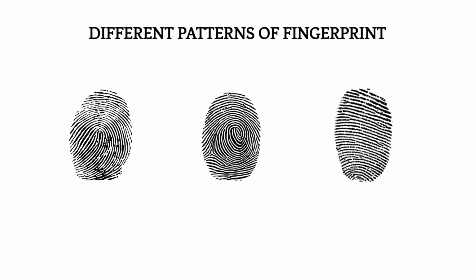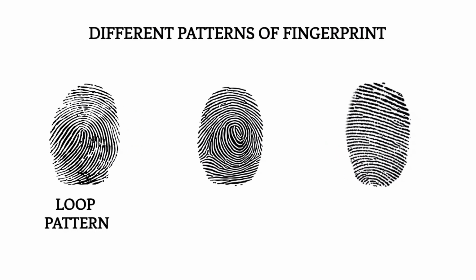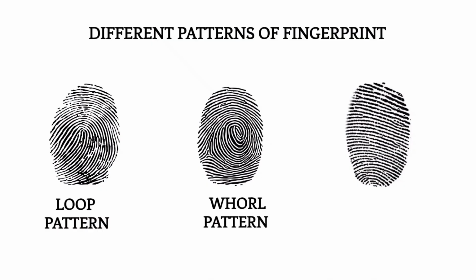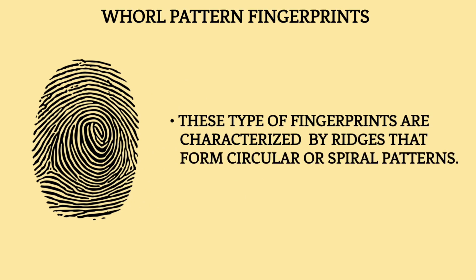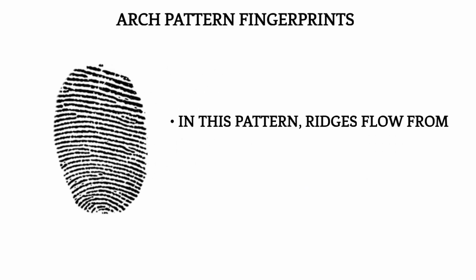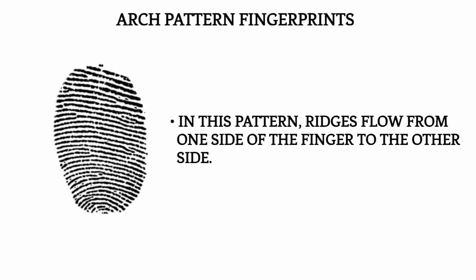There are 3 fundamental patterns of fingerprints. There are loop patterns. In this pattern, ridges enter from one side of the finger, form a curve, and then exit from the same side. There is also the whorl pattern. These types of fingerprints are characterized by ridges that form circular or spiral patterns. The last type are the arches. In this pattern, the ridges flow from one side of the finger to the other side.